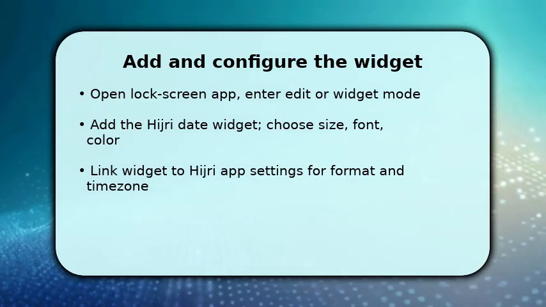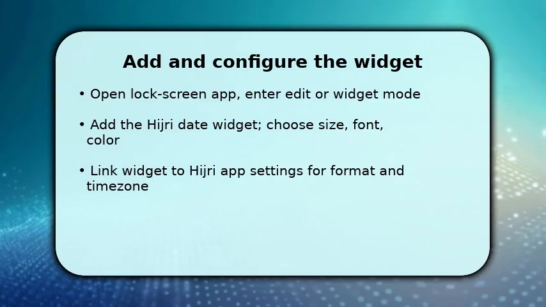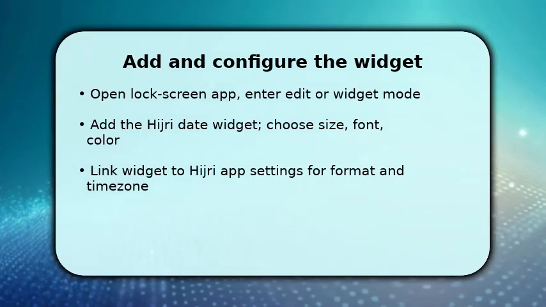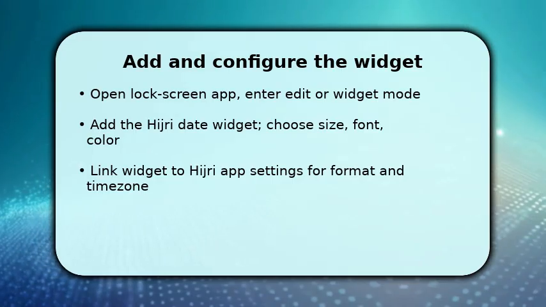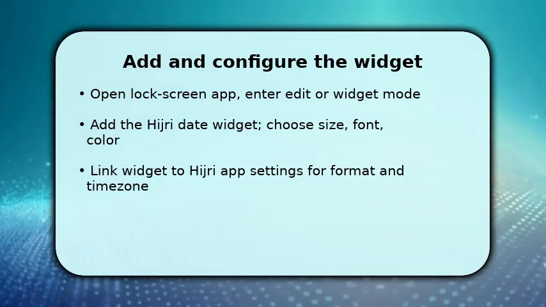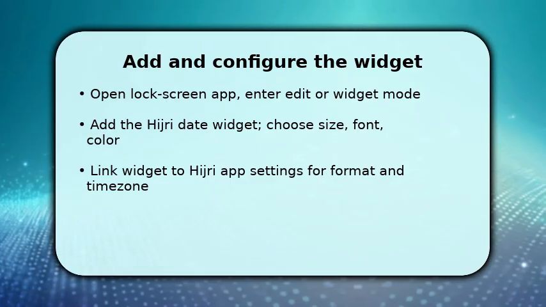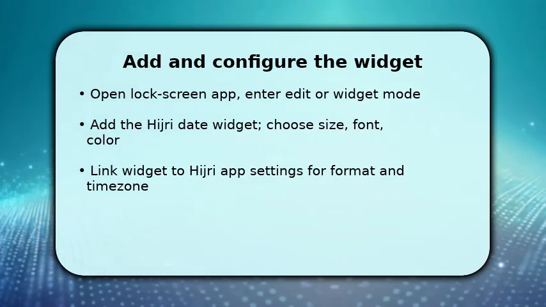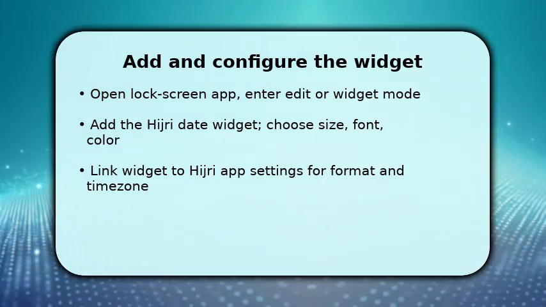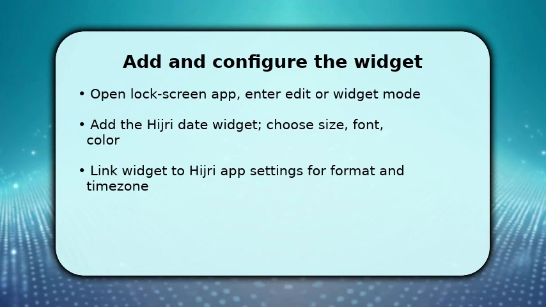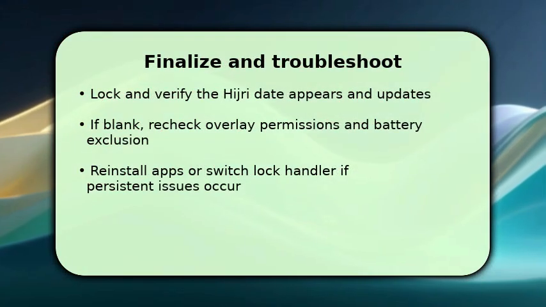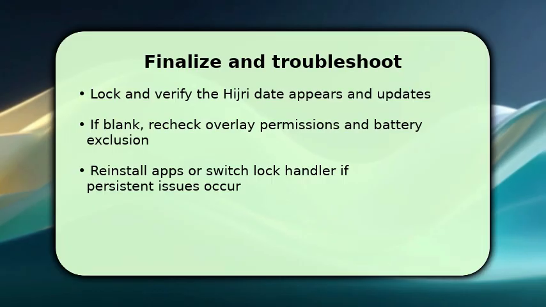Tap the widget to open its configuration and select your preferred Hijri format, Arabic versus Latin numerals, and time zones so dates align with your locality. Make sure font contrast and placement are readable over wallpapers. Once configured, save the layout and lock your screen to preview the result. Finish by locking the phone and confirming the Hijri date shows and updates correctly.